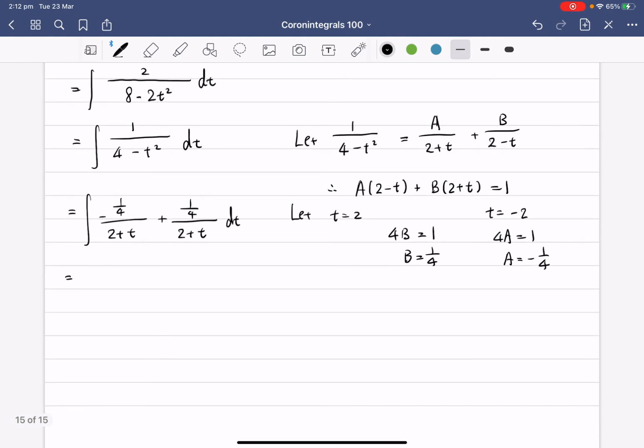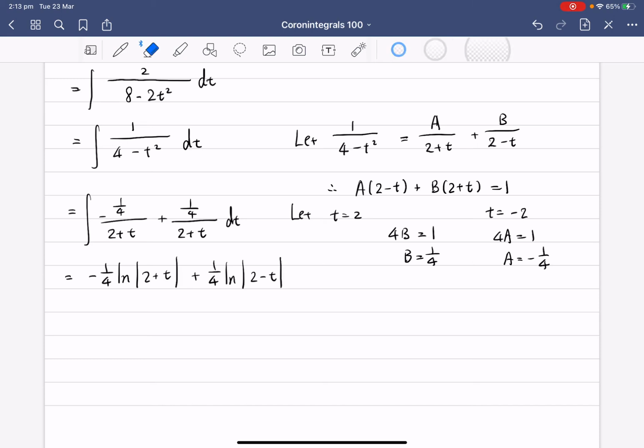This is just going to be logarithmic integration, since you're integrating reciprocal functions. So the first one is going to be negative 1/4 ln absolute value 2 plus t, plus a quarter ln absolute value 2 minus t. That should be a minus t here. Plus c. What you can also do is combine these two logs together. That gives you 1/4 ln absolute value 2 minus t over 2 plus t plus c.